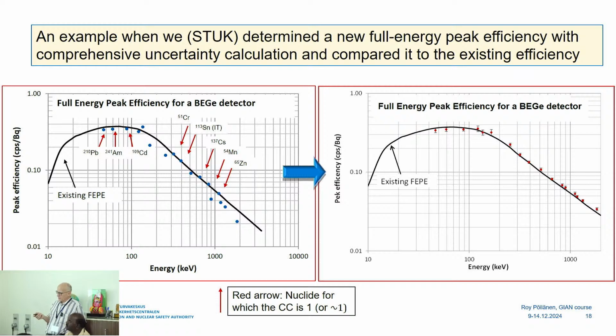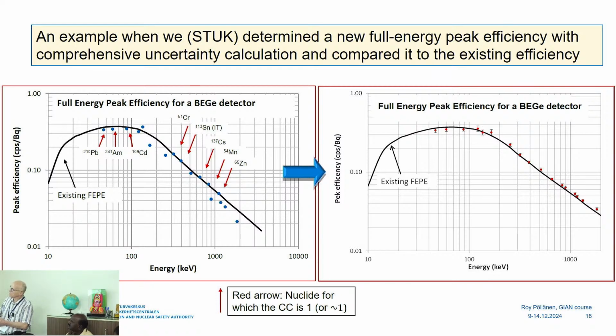So this is an example if we don't take into account coincidence correction. This is energy here, and this is peak efficiency here. The maximum value is, of course, 1. This was our old efficiency curve as a function of energy. Nowadays, it is more or less the same. There are no big changes.